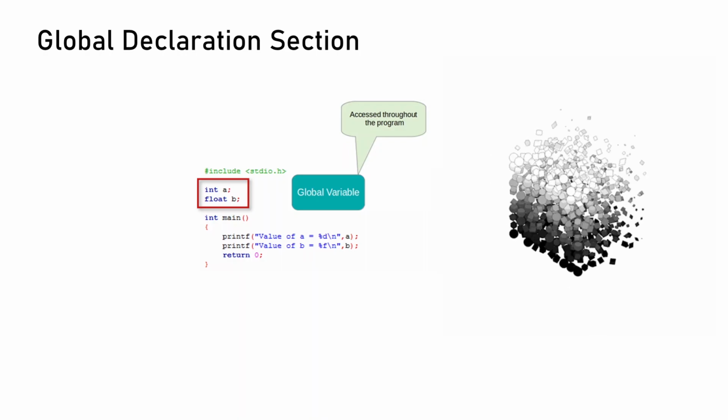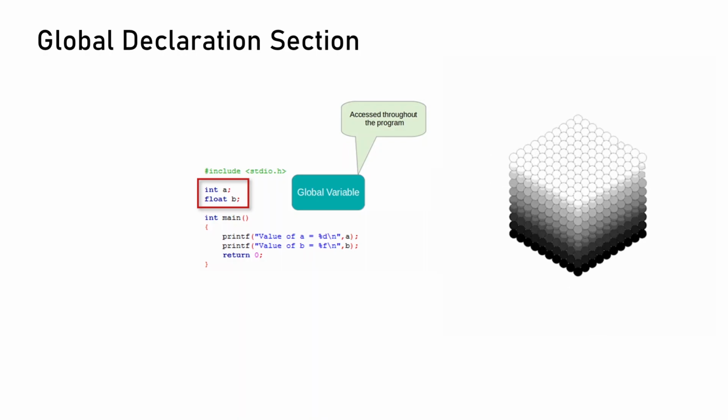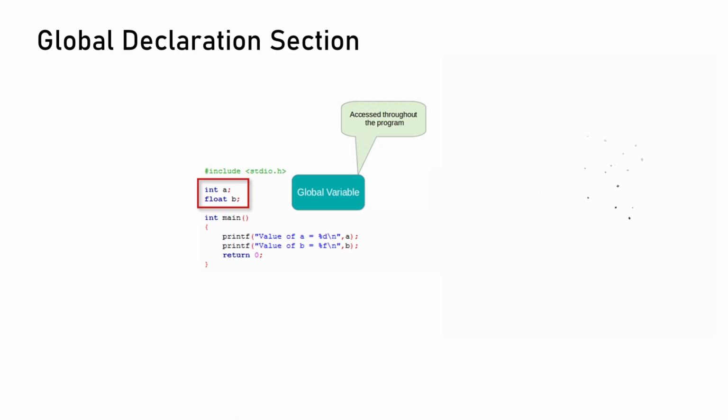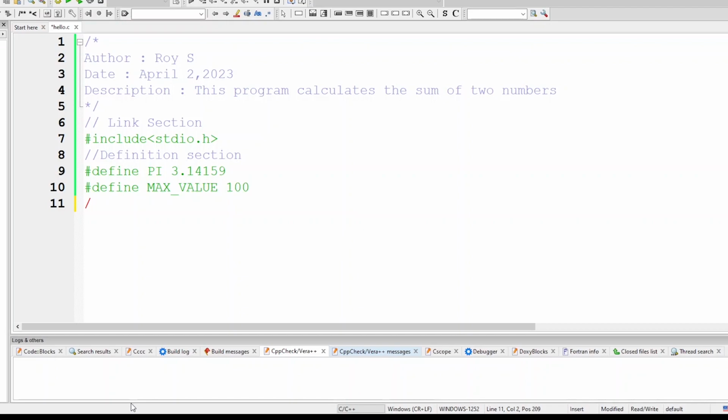One of the advantages of using global variables is that they can simplify a program by allowing different functions to share data. Now we can check an example.